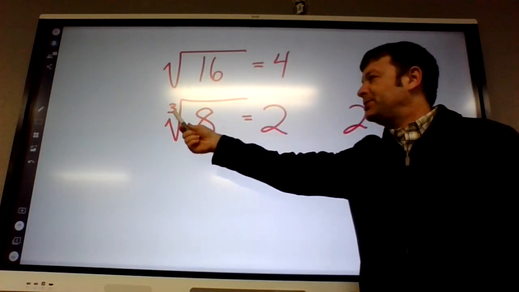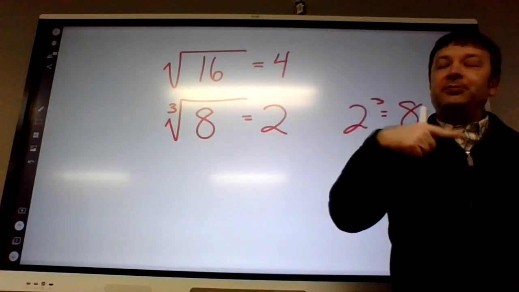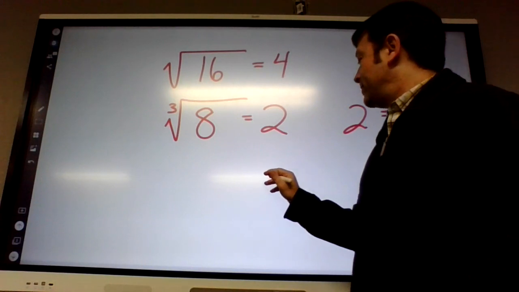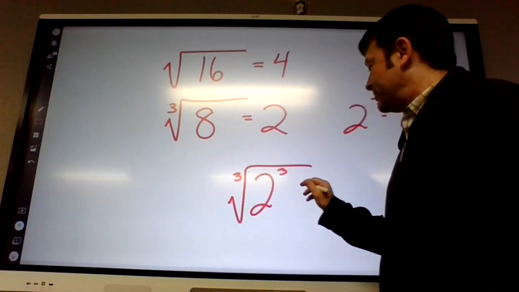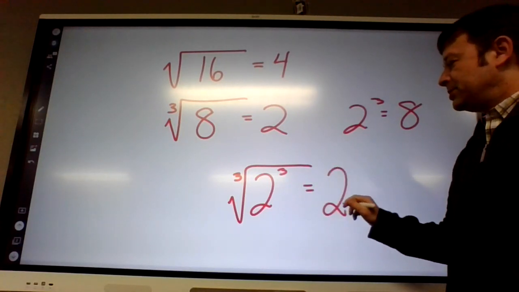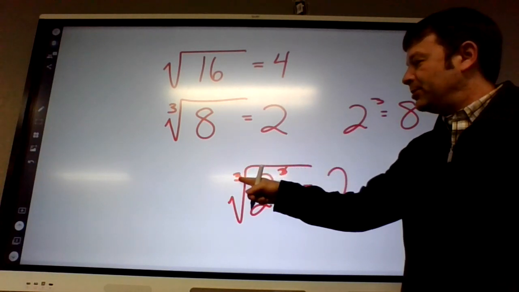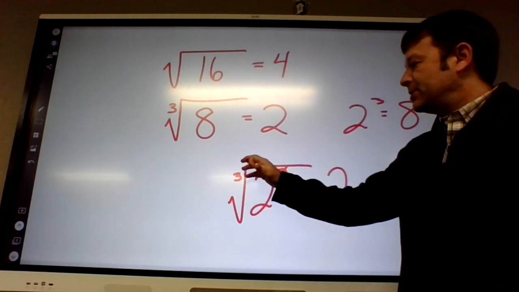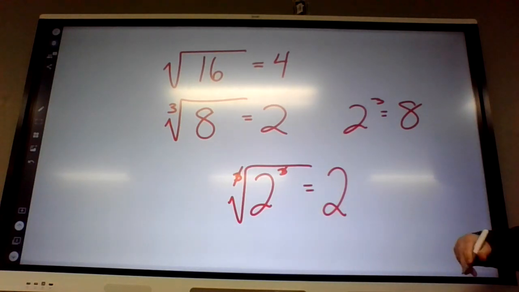These are opposites. Cubes and cubed roots are opposite of each other. They do backwards. So if I did 2 cubed and the cubed root of that, what's going to come out? 2. These two kind of cancel. 2 to the third is 8, and then the cubed root of 8 is 2. So they kind of cancel each other out, or they do cancel each other out.